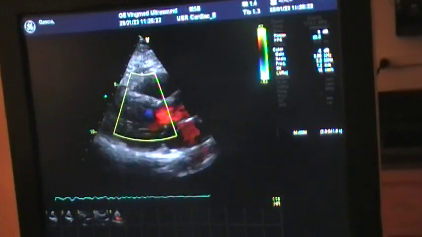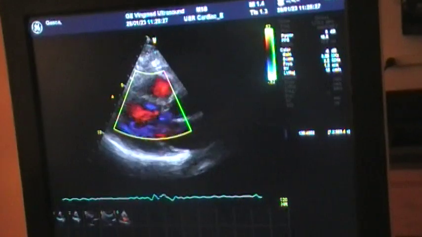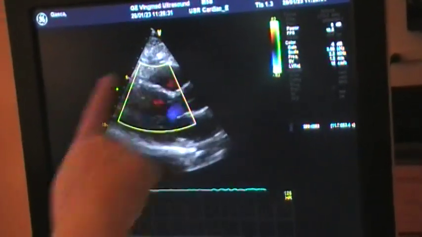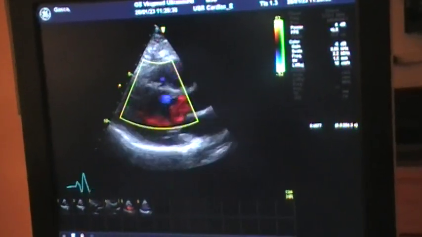Then you want to put color over your septum. You're looking for any ventricular septal defects. Those would be going usually from left to right, so they would be red coming across your septum. You just capture that.